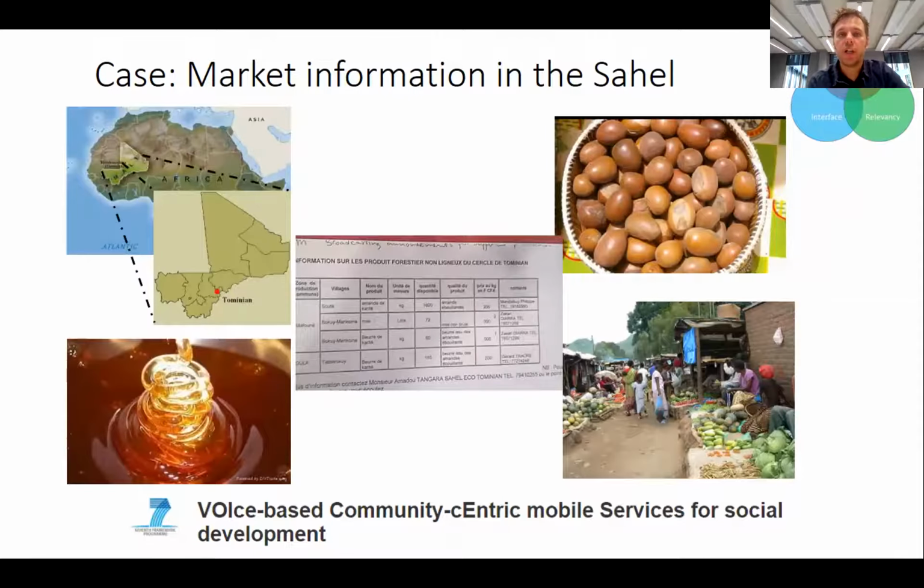We've been exploring this in various cases. I'm going to share one case with you, which is a case that we've been working on for a few years now, about market information in the Sahel. Specifically looking in Mali, about how we can use information about product offerings by people that work on non-timber forest products, such as nuts and honey, and actually make that information available locally so that they can more easily sell their produce.